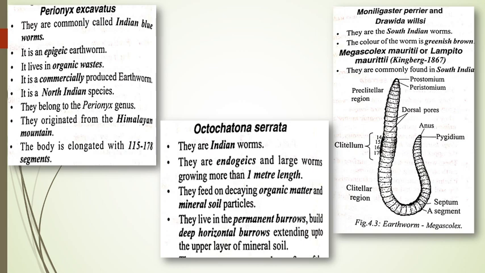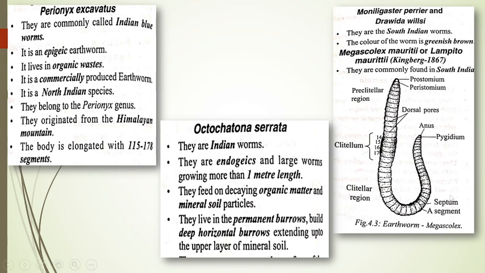The second species of earthworm is Octochaetona serrata. It is an Indian worm which is indigenous, meaning it can live in a soil burrowing habitat. Occasionally they come to the upper layer of soil. They feed generally on organic matter and mineral soil particles. They live in permanent burrows, building deep horizontal burrows extending up to the upper layer of the mineral soils.